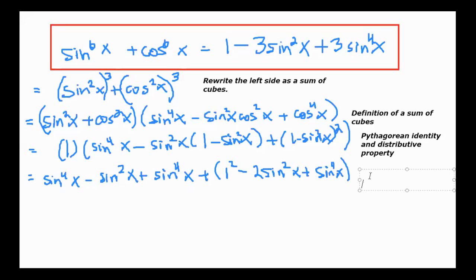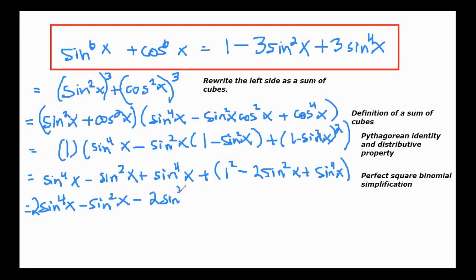If you have a minus b in parentheses squared, it's a squared minus 2ab plus b squared. In this case, the 1 is acting as the a, and the sine squared x is acting as the b. So you rewrite that as 1 squared minus 2 sine squared x plus sine to the power of 4x. And then again, I'm going to expand and simplify the expression. We have sine to the power of 4x, plus sine to the power of 4x plus sine to the power of 4x. That gives you 2 sine to the power of 4x minus sine squared x plus 1.